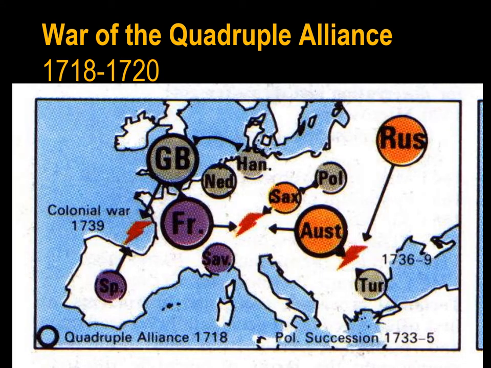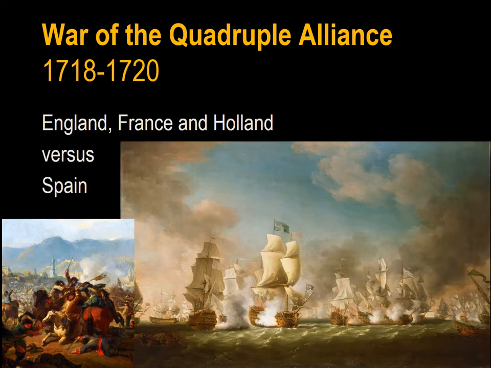There followed the War of the Quadruple Alliance, 1718 to 1720. The war was fought over the succession in France. Here we have England, France, and Holland opposing Spain. Here you can see the two general alliances.